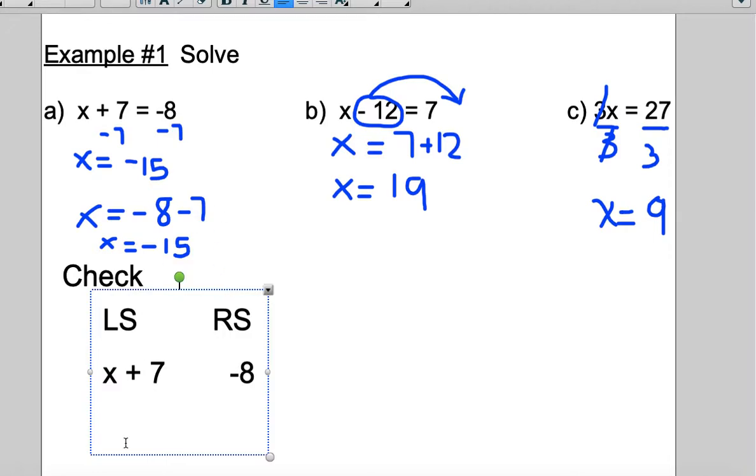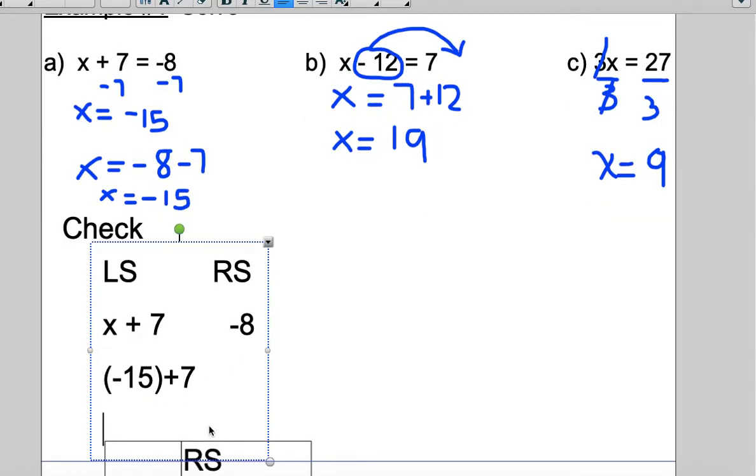So on the left side check, what we've done is we've put the equation exactly how it looks on the left side, and then we've put the equation exactly how it looks on the right side for our check. So here you're going to sub in the value that we calculated for x. So we said x was equal to -15, and then continuing with your equation there, you're going to add 7. Your right side is already in its simplest form, so we can actually leave that as it is.